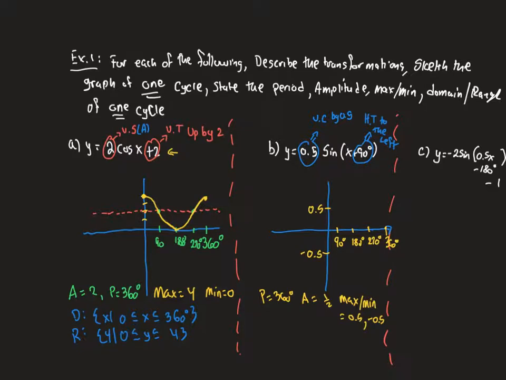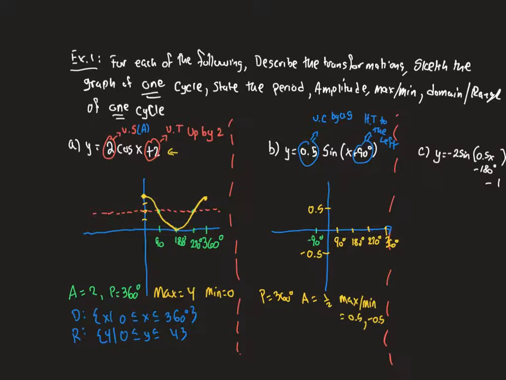Now, here's the thing. We had moved to the left. And because I moved to the left, I would not be starting where I normally would be starting. Normally I would be starting at the 0. But because I'm going to the left by 90, I should be starting at negative 90 degrees.